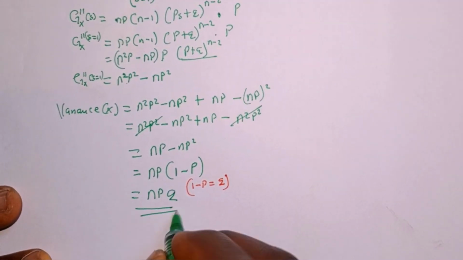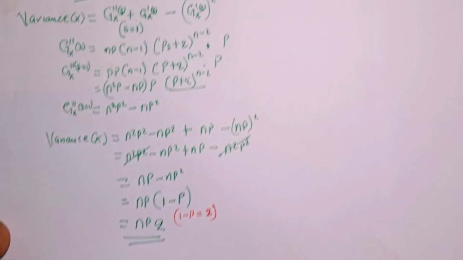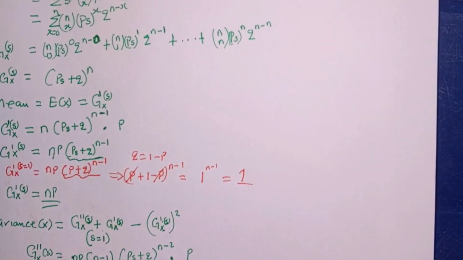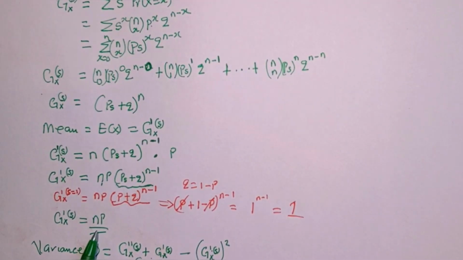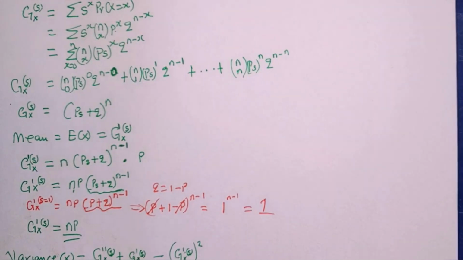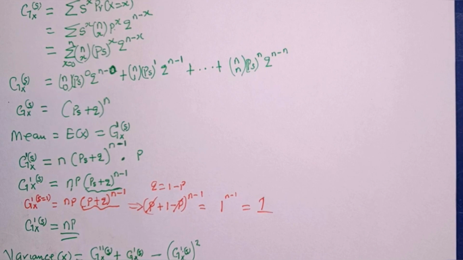So therefore, the variance of a binomial distribution using the probability generating function is equal to npq, while the mean is np. So this is how to find the mean and the variance of a binomial distribution using the probability generating function, PGF.